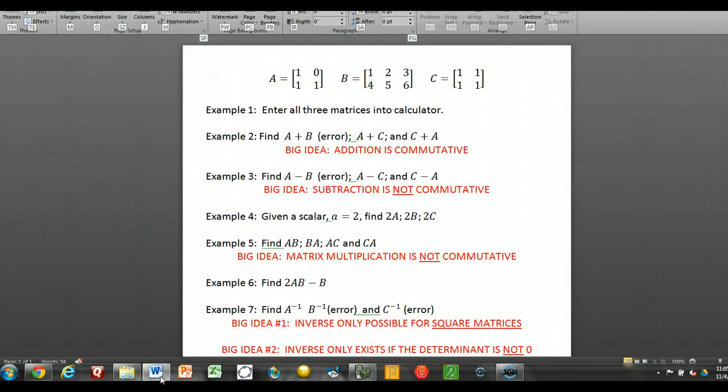So now we finished discussing how to enter all three of those matrices into the calculator. The process is the same regardless of how big the matrix is. So let's move on to example 2. We're going to find A plus B, A plus C, and C plus A. And here, the big idea is that addition is commutative. So let's go ahead and go back to our calculator. Again, we're finding A plus B, A plus C, and C plus A.